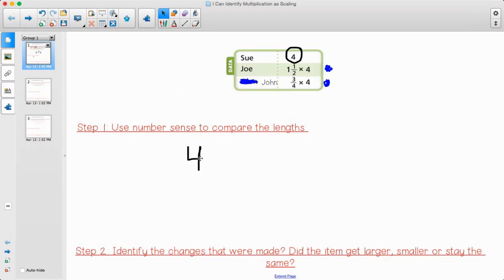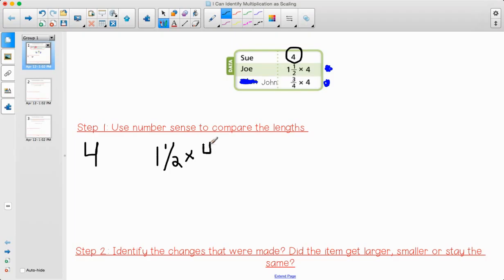Knowing what you know about number sense or about numbers, take a minute to think if this product, 1 1/2 times 4, is bigger than 4 or less than 4. Did it increase in size or did it shrink in size? So take a minute to think about that. Okay, so here I have the dimensions of Joe's scarf after a month. Here's where it started at 4, and now it's 1 1/2 times 4. So what do we know about this number? What can we identify?